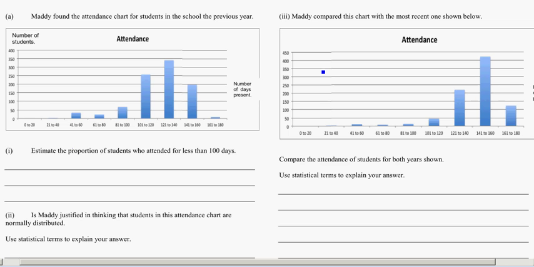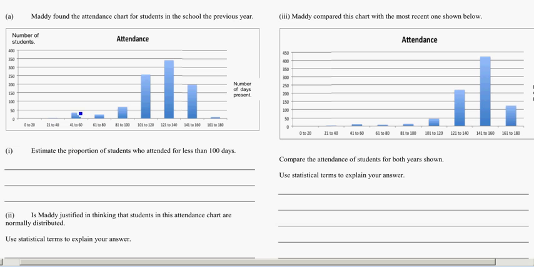Okay, so this is an example of the type of question that can come up on exams, just to take a look at it. So Maddie has found the attendance chart for students in school for the previous year. This is the number of days present they were in school, and this is the number of students. So for instance, there was just a few students who were only there between 21 and 40 days.